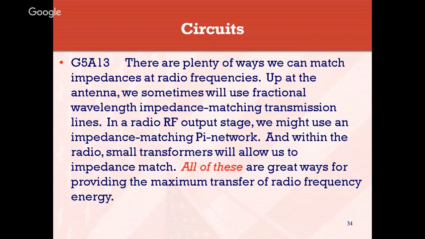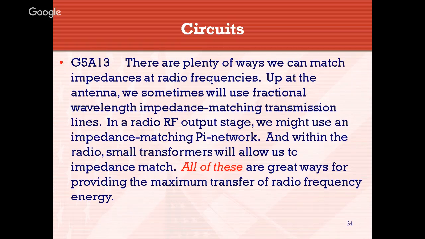There are plenty of ways you can match impedances at radio frequencies. At the antenna, we sometimes use fractional wavelength impedance matching transmission lines. In a radio RF output stage, we might use an impedance matching pi network. And within the radio, small transformers will allow us to also do impedance matching. All of these are great ways of providing the maximum transfer of radio frequency energy.